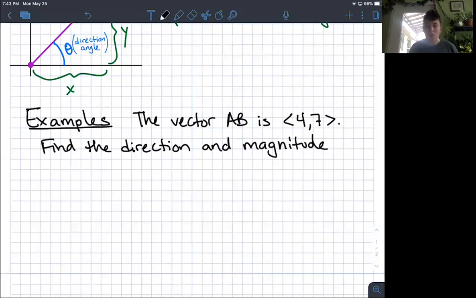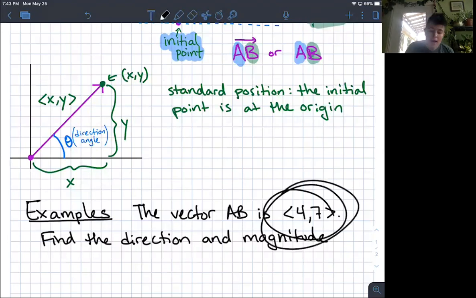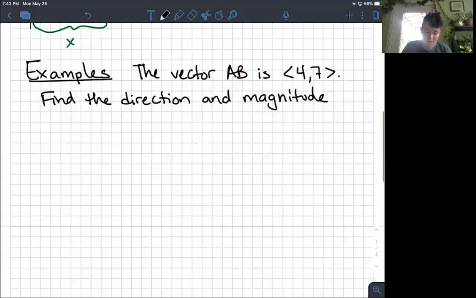Okay, I'm back. So what I want you to do is pause this video and see if you can figure this out by yourself. Use what I just showed you up here, what this means, and see if you can figure out what the direction angle and the magnitude of that vector are. So pause and then come back and check your answer with me. Pause now. Did you pause?